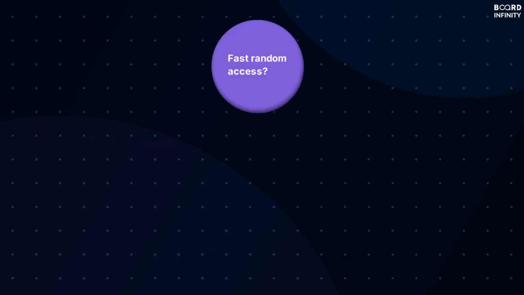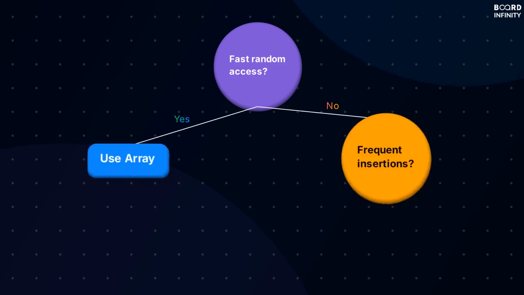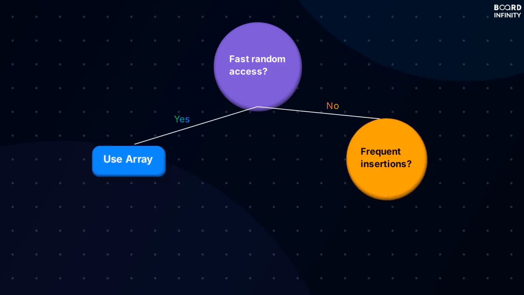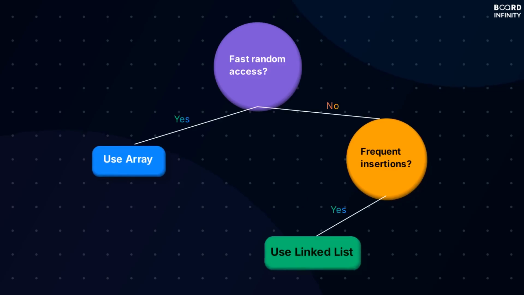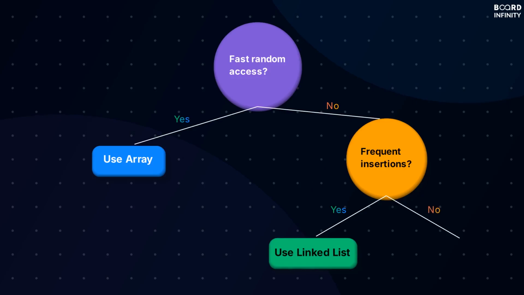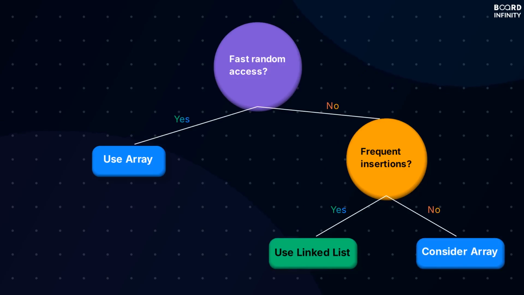This decision tree visually synthesizes our understanding of data structure choices. It helps us quickly identify scenarios where the dynamic nature of a linked list with its efficient insertions and deletions offers a clear advantage over a fixed-size array, especially when fast random access isn't the primary need.